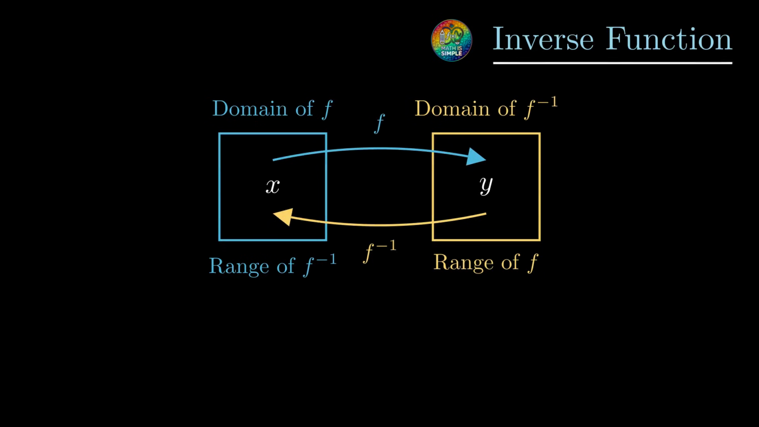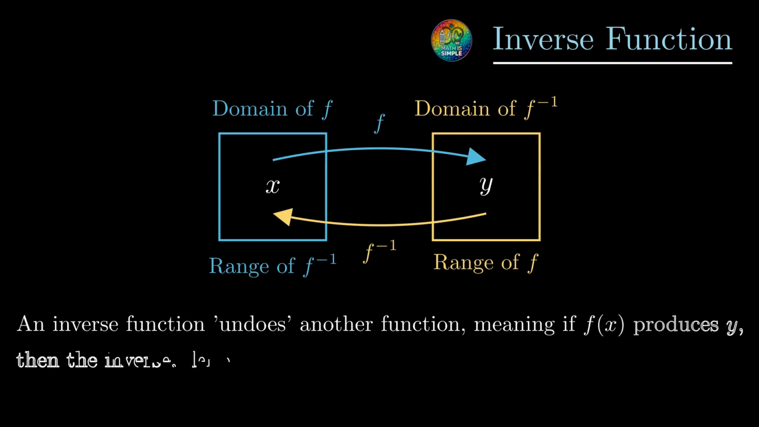Let's take an example with temperature. A function converts Celsius to Fahrenheit. Its inverse converts Fahrenheit back to Celsius. Or another example with travel. A function tells you how far you've driven based on time. Its inverse tells you how long you've been driving based on distance.